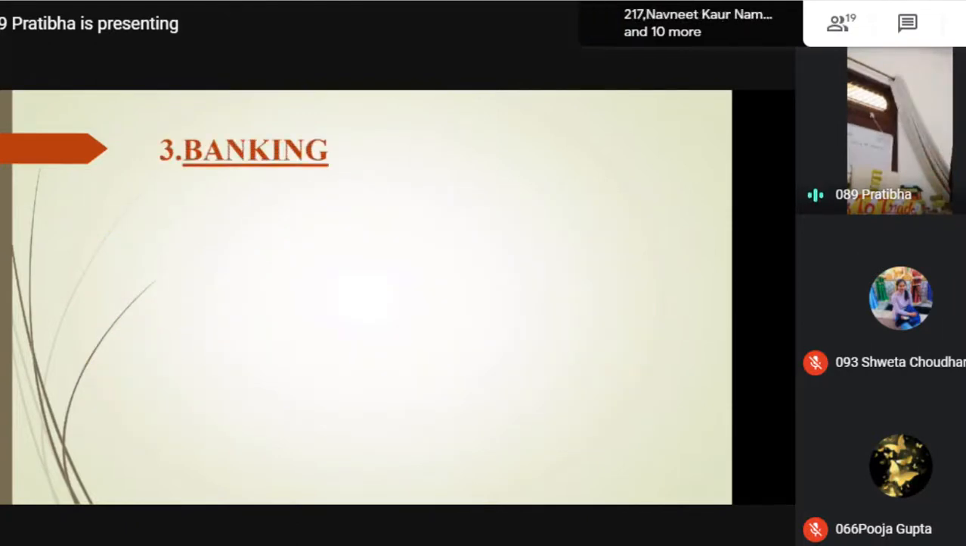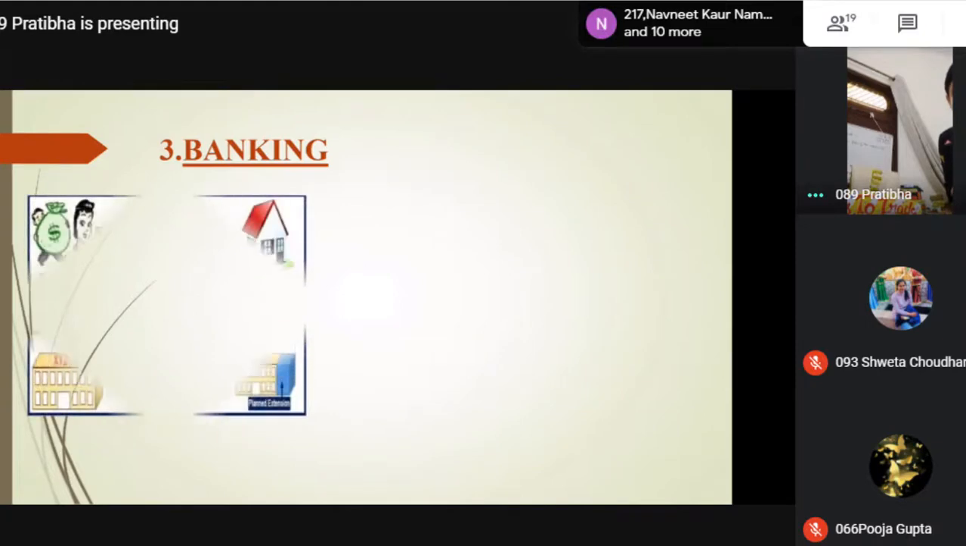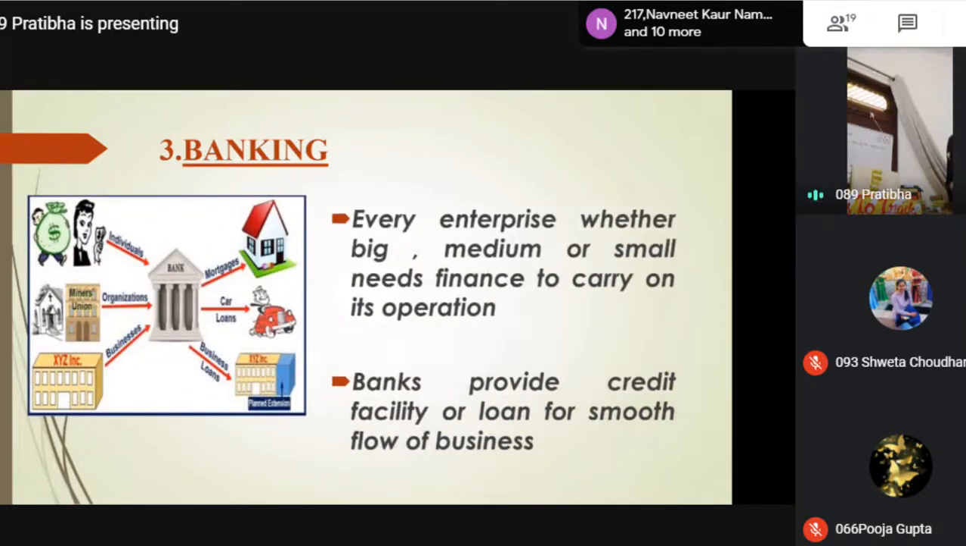Next is banking. Students, every enterprise, whether big, medium or small, needs finance to carry on its operations. Banks provide credit or loan facilities for the smooth flow of business. This is a very important facility which is helpful every day, and provides various services to customers, shopkeepers and traders in various tasks.